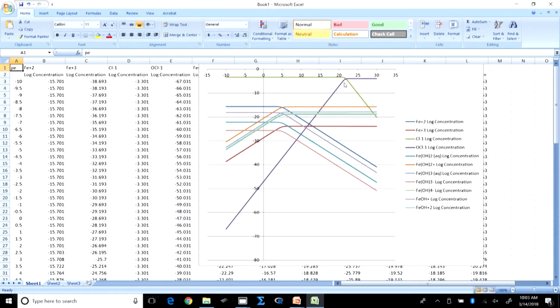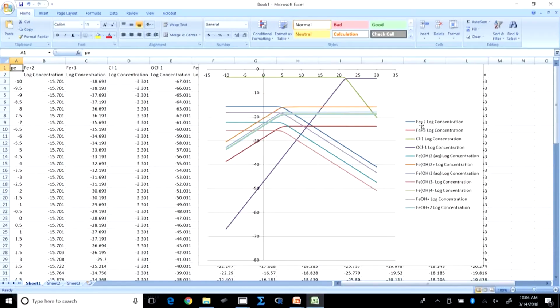from minus 10 to a PE value of around 21 or 22. And when PE is greater than PE naught, you see that the OCl minus concentration gradually keeps increasing and is the one that's predominant, while the Cl minus concentration, the reduced species, decreases. Again, PE less than PE naught, Cl minus, the reduced species, predominates, and PE greater than PE naught, OCl minus predominates. That's something we have understood from our background on redox.